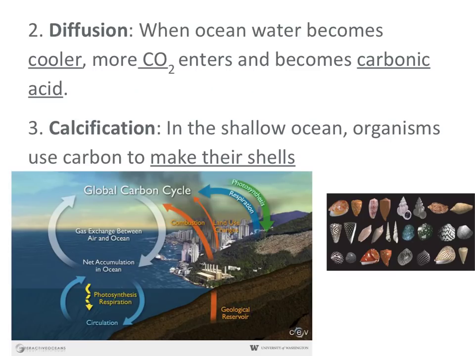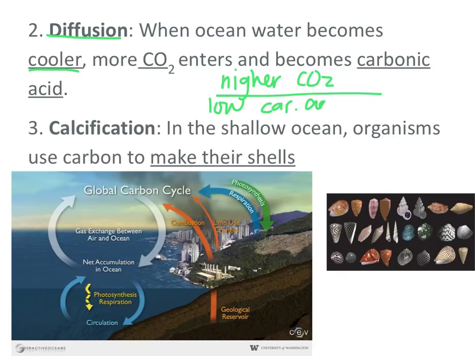Two other terms that remove carbon from the atmosphere, we have here diffusion again. Diffusion actually works both ways. In the case of a time when the ocean water becomes cooler, we end up with a higher concentration of carbon in the atmosphere and a lower concentration of carbonic acid in the ocean. When that's the case, we end up with the carbon going from the air to the ocean in reverse. So diffusion can both add carbon to the atmosphere and remove it all around water.